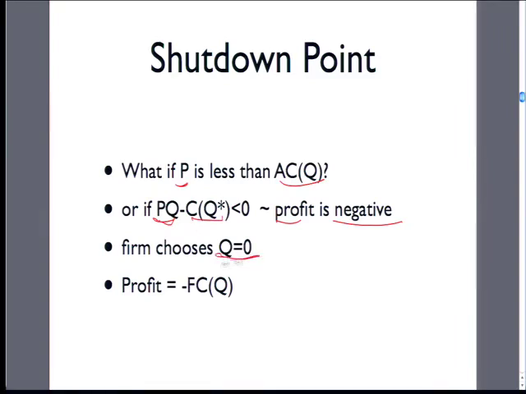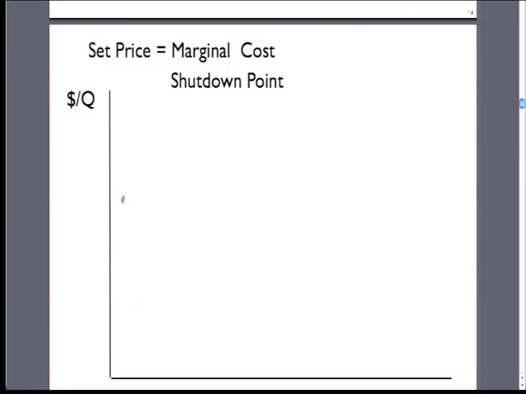So we choose to go all the way to 0. And our profit actually ends up being the negative of fixed costs. Fixed costs are money we have to spend whether we produce 0 or 10 million units. So when we go to 0, we just have to swallow the fixed costs. So we're going to call this the shutdown point. One more time, I'm going to go back to this one.